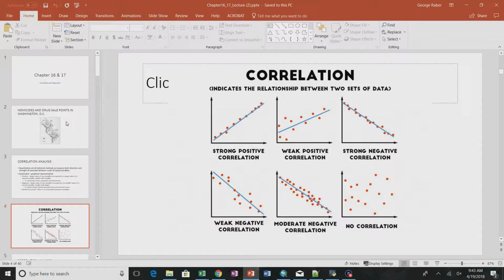Weak positive correlation means that there's more errors. It means that there's more differences. They're scattered around. Strong negative, weak negative, moderate negative. So we get to come up with a number to kind of quantify the difference between this and this, or that and that even. No correlation means that the points are spread out everywhere.